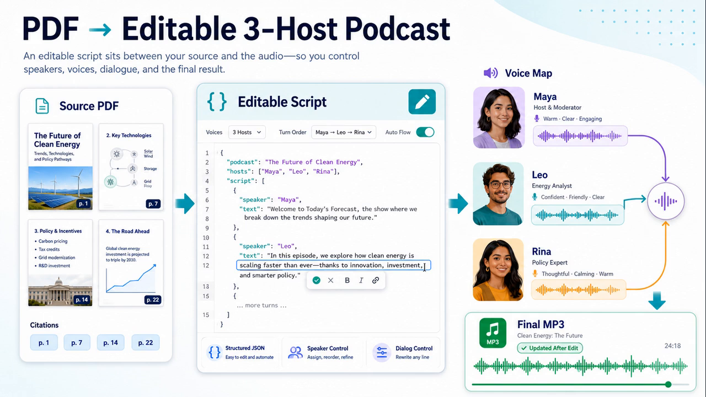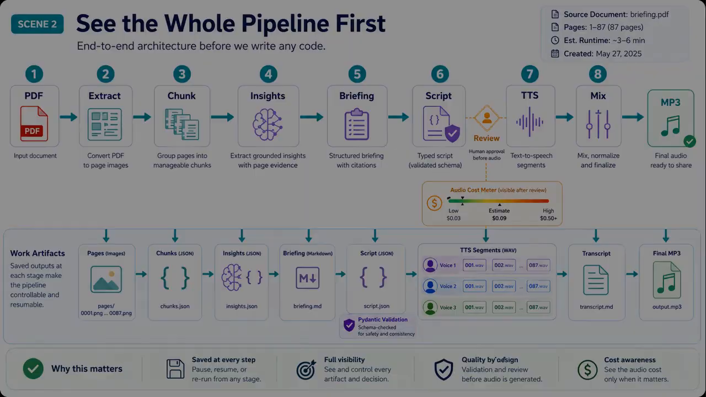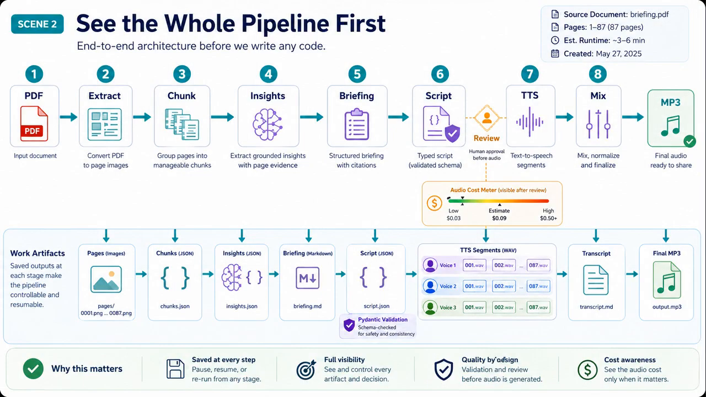audio. Our demo uses an API-based language model and text-to-speech provider, but each stage has a clean boundary that can be replaced. The real goal is not to copy a product, it is to understand and control the mechanism behind document-to-podcast generation. With Build an Editable 3-Host Podcast in mind, the next piece is see the whole pipeline first.